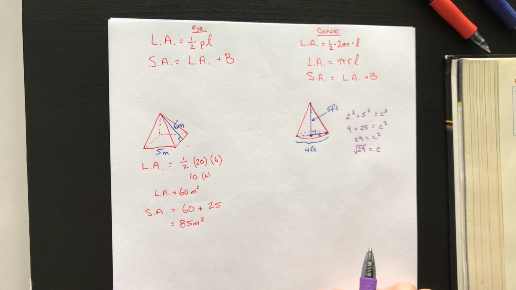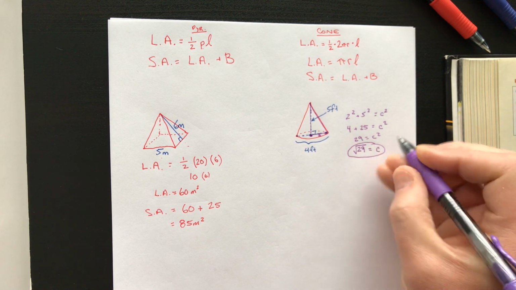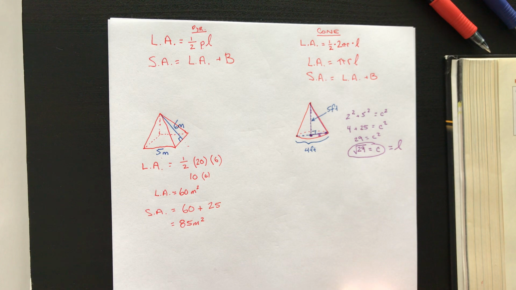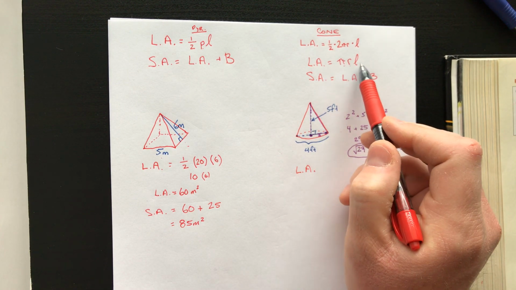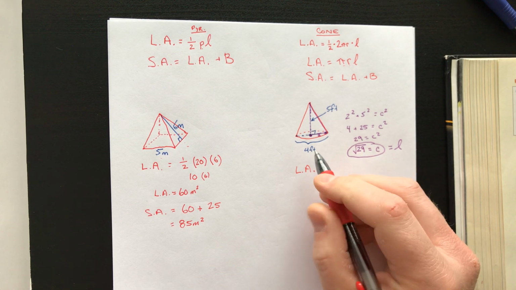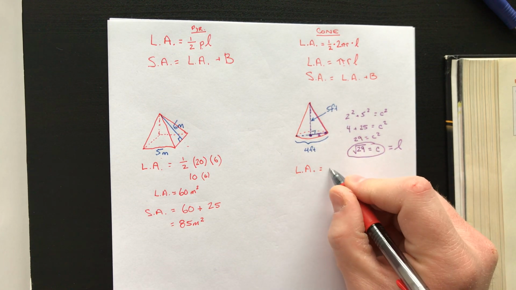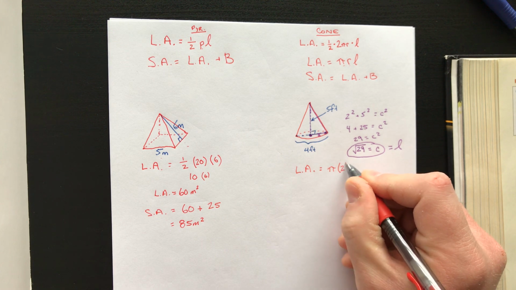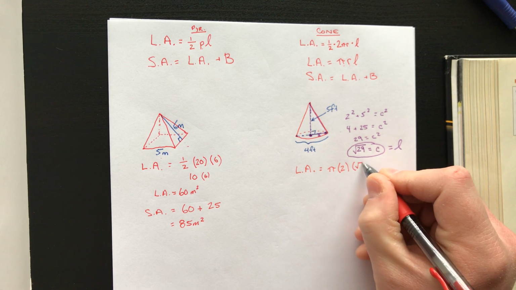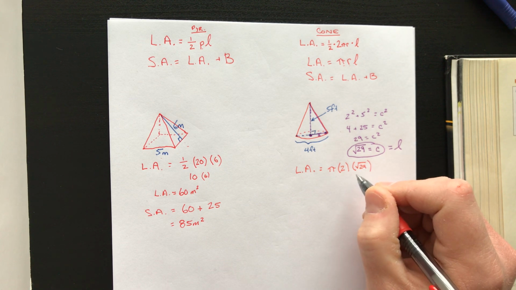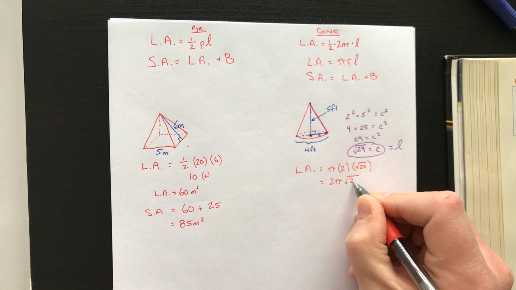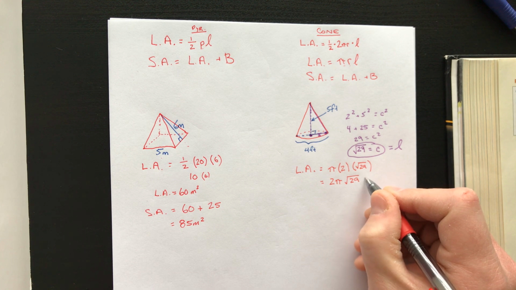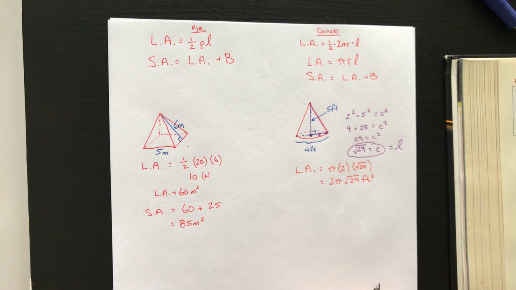All right. So our slant height is equal to our L. Okay. So if we do our lateral area, remember the lateral area of a cone is pi r L. So our radius is 2, so it's pi times 2, and our slant height is the square root of 29. So you could just leave your answer as 2 pi times the square root of 29, and that would be feet squared. If you want to change it into a decimal, that's fine as well.